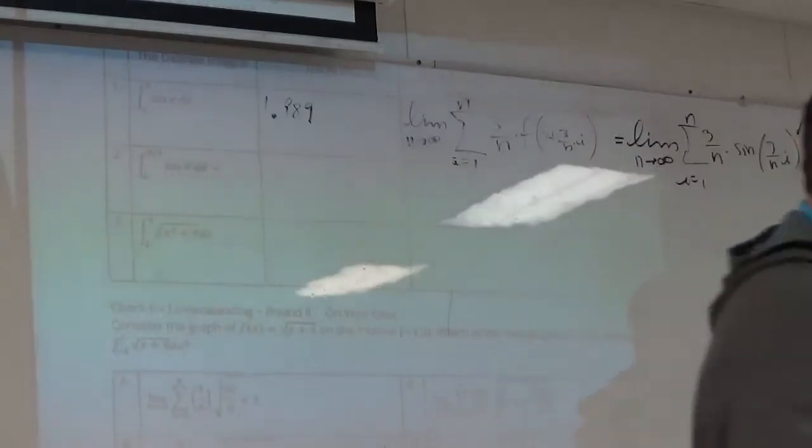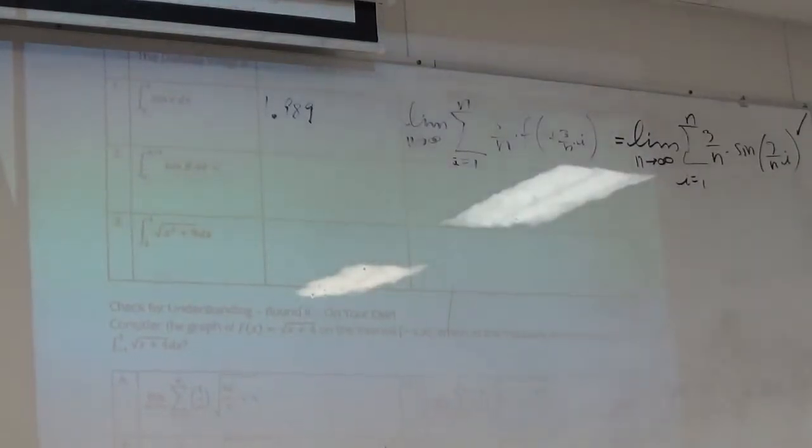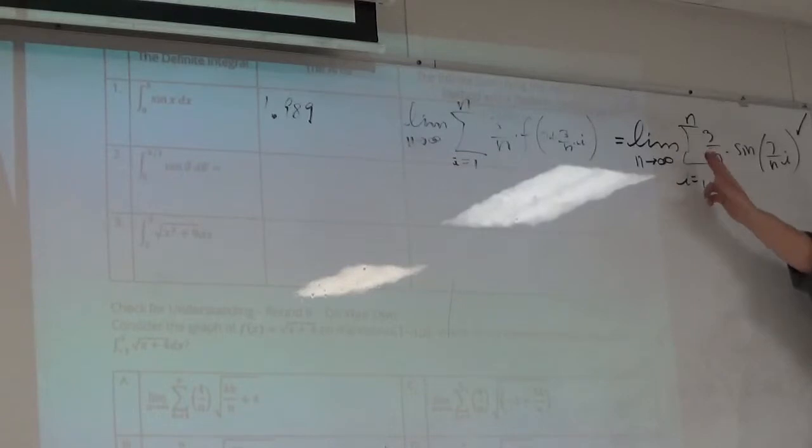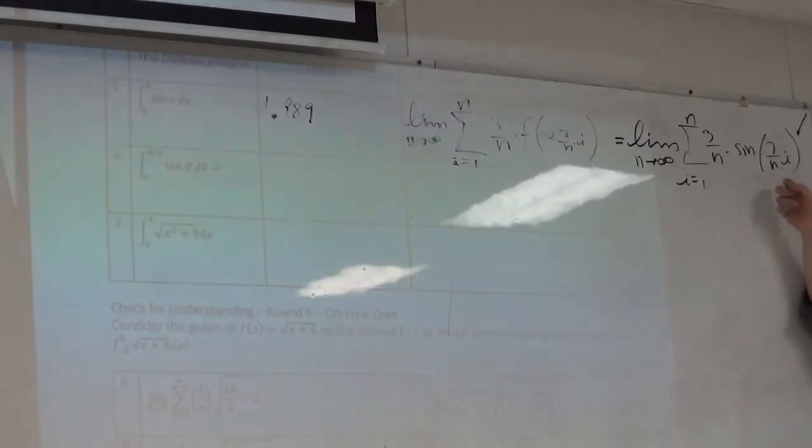If you see the pattern, it's always an infinite number of rectangles being added together. You take the width, that b minus a divided by n, times the height, the value of the function at each point. You don't have to think, well, what's the first one, what's the second, what's the third? You know the pattern now.